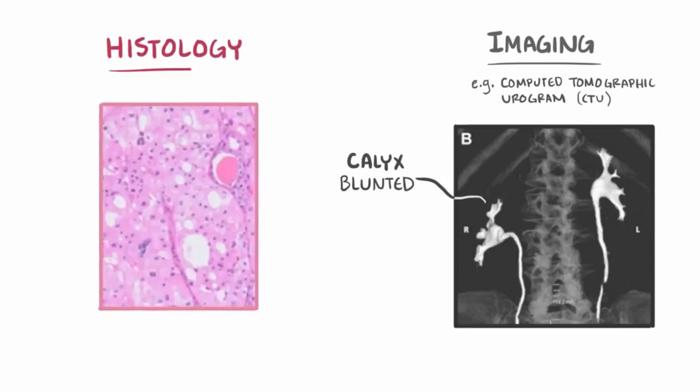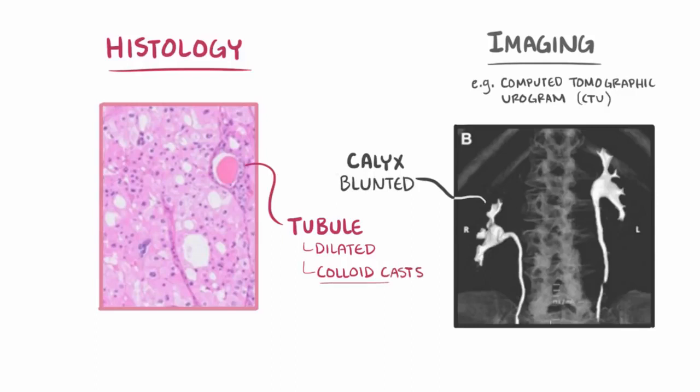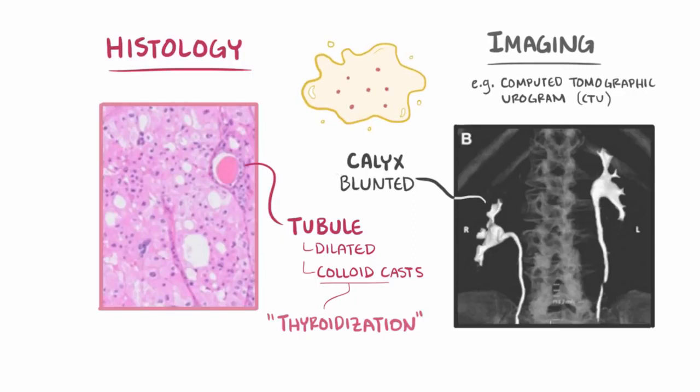On histology, some tubules might be dilated and full of glassy-appearing proteinaceous material called colloid that forms as a result of chronic inflammation. This material ends up being shaped like the tubules and therefore forms colloid casts. And since this material happens to look a little like thyroid tissue, this process is sometimes referred to as thyroidization of the kidney. Those colloid casts can then get peed out and show up in the urine.